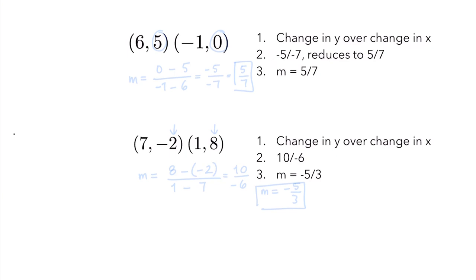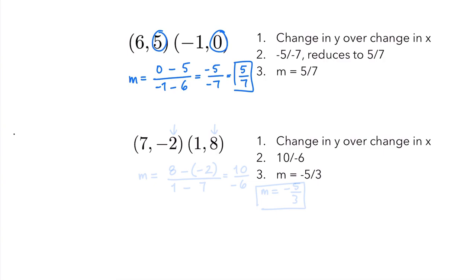Next point, again using that formula, y2, 0 minus y1 is 5, so there's our y's, all over x2, negative 1, minus x1, 6, that's going to be negative 5 over negative 7, and those negative signs will just reduce, so it'll just be 5 over 7.